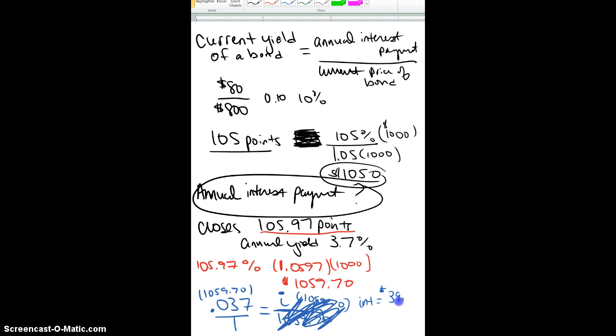So $39.21. So this formula, you can solve it forwards and get the percent yield. Or if you know the yield, the annual yield, then you can go back and figure out the amount of money you would have had in interest.